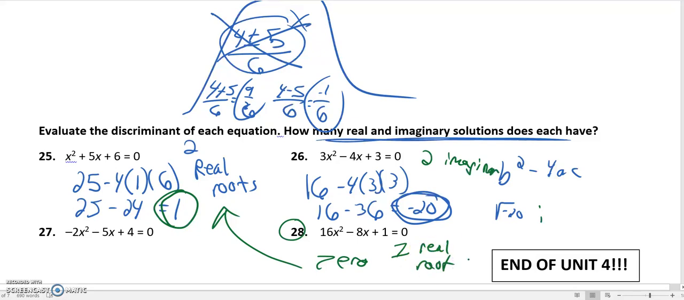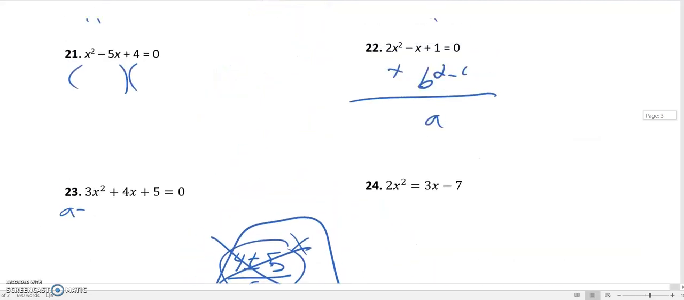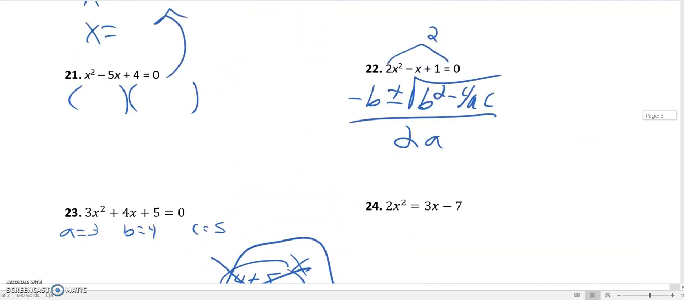Other than that, again, kind of a quick overview of everything. Check out the packet. Again, the answer key is posted online. So if you missed anything or missed any of the answers, check out the answer key.